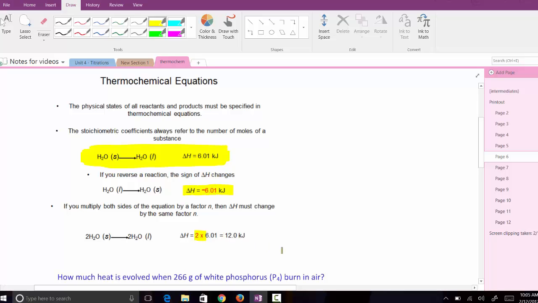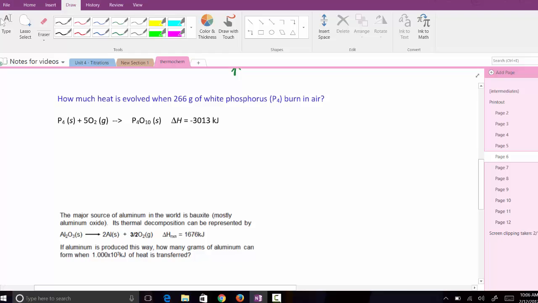So in looking at that up here, we said that it takes 6.01 kilojoules to melt 1 mole of water. And so down here, if I change the balancing by multiplying through, then it makes sense that if it's 2 moles of water, then it's going to be 12 kilojoules of energy that's required. Okay, so let's look at how we're going to use these delta H's in calculations. And the nice thing is, we're just going to be back to using ratios, like what we did before.